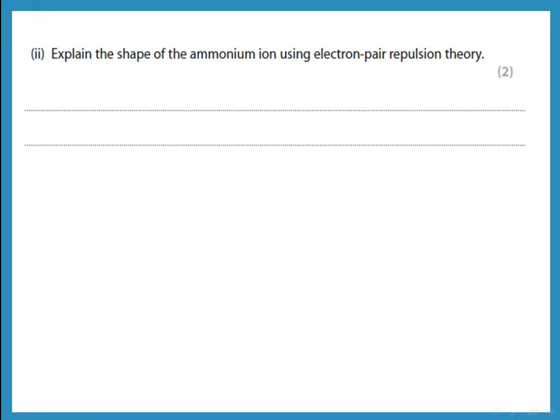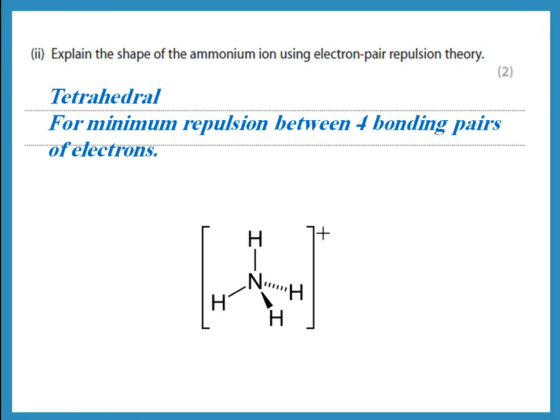Explain the shape of the ammonium ion using electron pair repulsion theory. Remember that this has 4 bonding pairs of electrons with no lone pair on the central atom. So that means that it would be tetrahedral, and this is for minimum repulsion between the 4 bonding pairs of electrons.